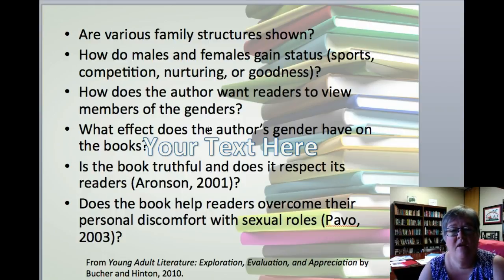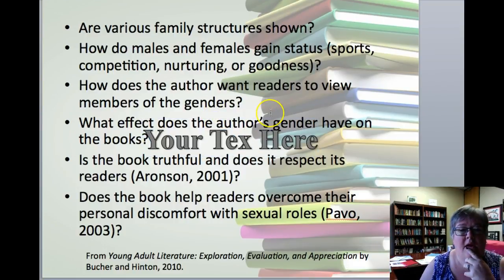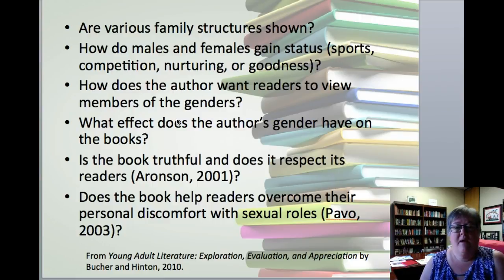You want to think about how the author wants readers to view members of the genders. Think about the message that the author is sending. You want to think about what effect the author's gender has on the books as well. You want to think about whether or not the book is truthful and if it respects its readers. And you want to think about whether or not the book helps readers overcome their personal discomfort with sexual roles. So it's a lot to consider when you're examining books for gender considerations.